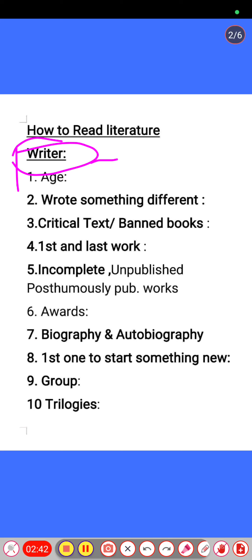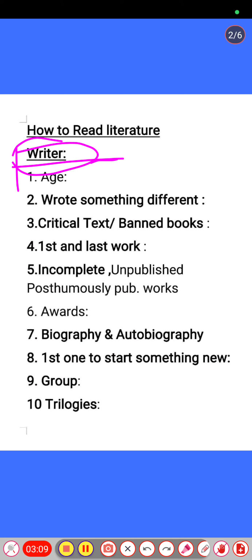Okay, if the writer is a major one, go by whatever possible research material that you'll find. If the writer is a minor one, then go by surface level reading of his major work that he has written, and some minor details about other works that he has published. Okay, so this is how you have to read the writer.